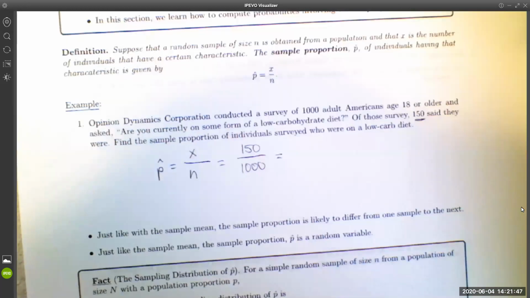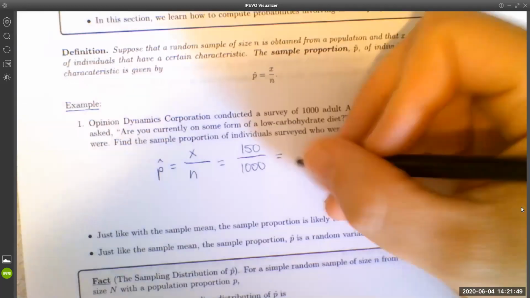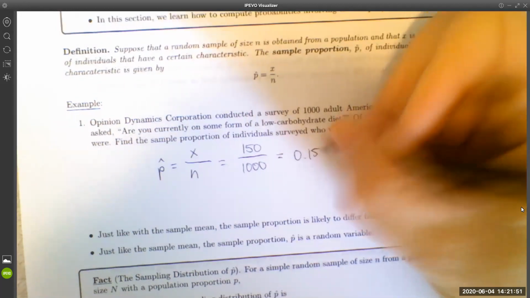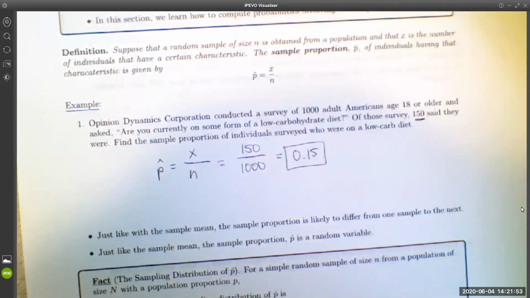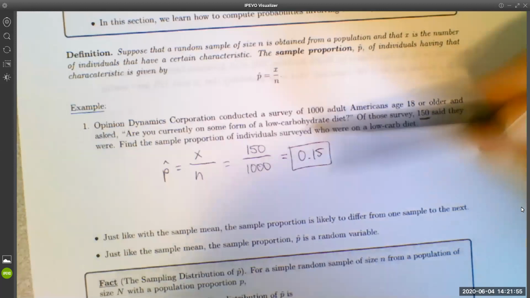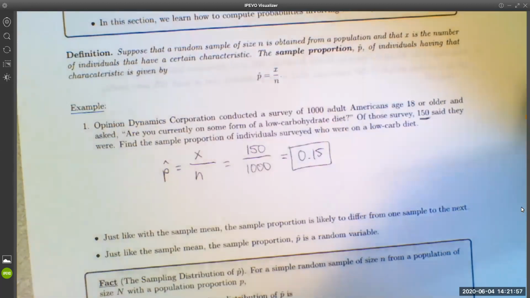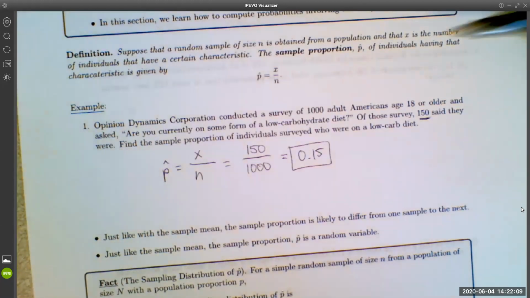Anyway, 150 out of 1,000. So you do that calculation, you get 0.15, and there's the sample proportion. So these are the things that we're talking about, right? We're talking about sample proportions, and we want to see, given some scenario, what's the probability that the sample proportion is greater than 0.2 or is between 0.13 and 0.17 or whatever, right?